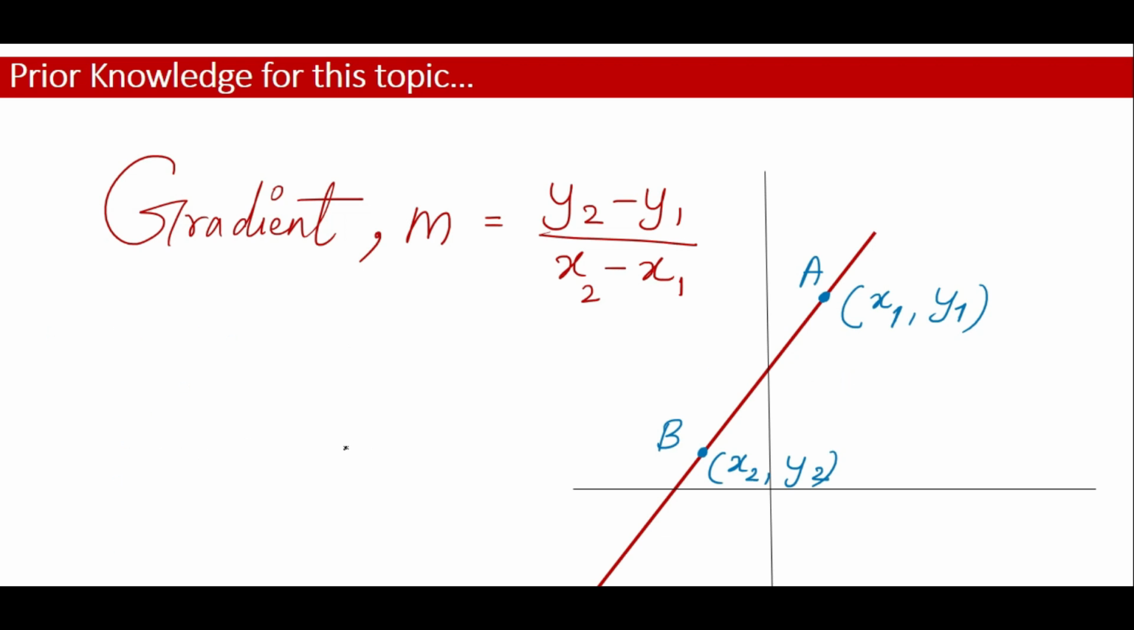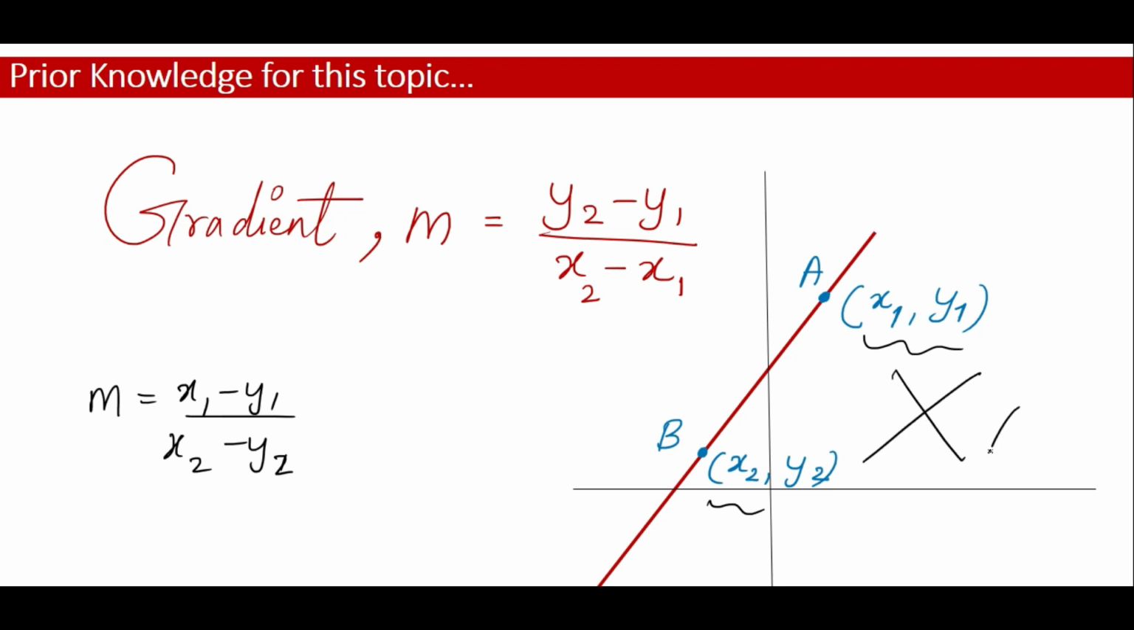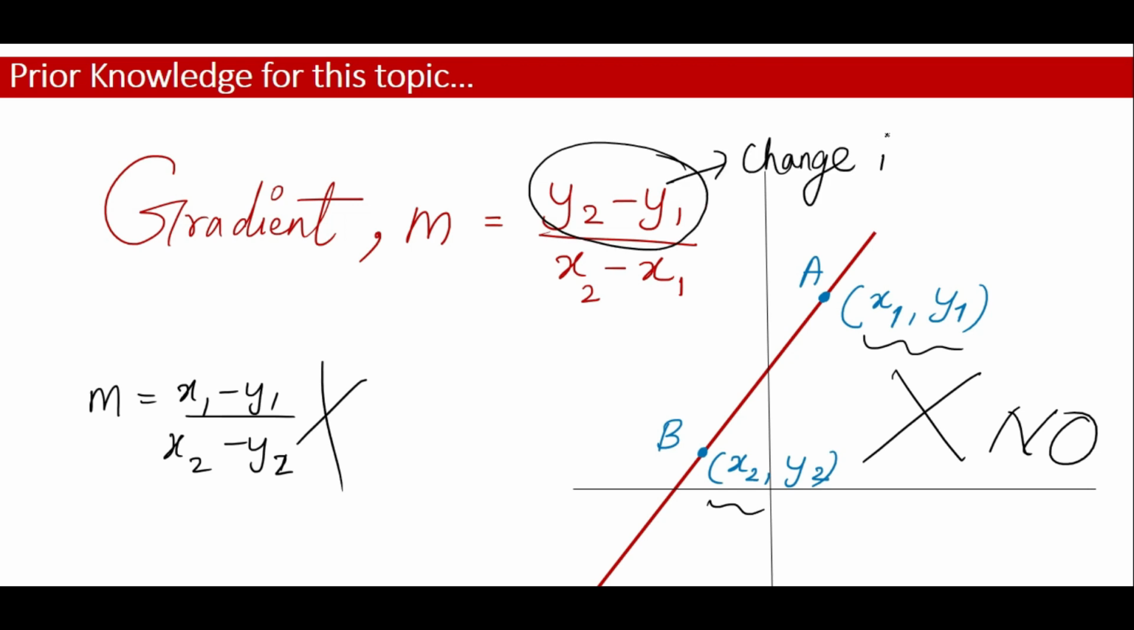Now, if you ask me, one of the common errors found while finding the gradient is that you tend to write m is equal to x1 minus y1 over x2 minus y2. You just take the difference of these terms, which is a big no. So these kinds of errors should be avoided. It is the change in y. So you can see here, it is a change in y divided by the change in x.